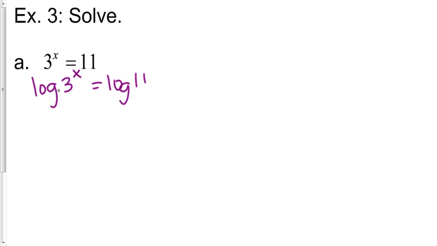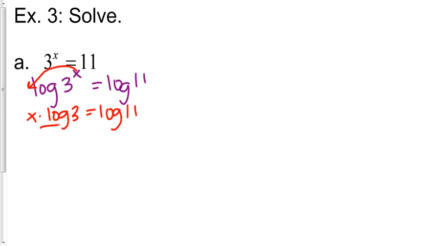Now we're going to go back to what we learned at the beginning of the week. Property number 3 from your notes on 9-3. You can take this power and move it out in front. So the log of 3 to the power of x, you can bring that power out in front and write it as x times the log of 3 equals the log of 11. That's using one of the properties that we studied at the beginning of the week. Now, how do you solve this?